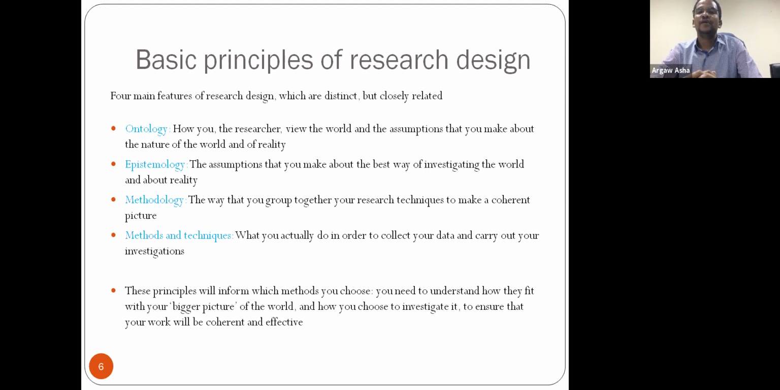When we come to methodology, it means you are grouping your problems in terms of either ontology or epistemology. Then that coherently gives you a picture about your work. And based on that, you have different methods. Those methods analyze how you can collect your data and what kind of investigations you are using on those principles.